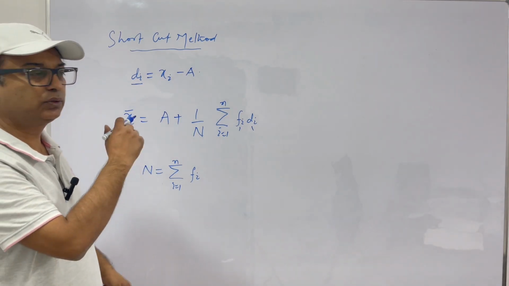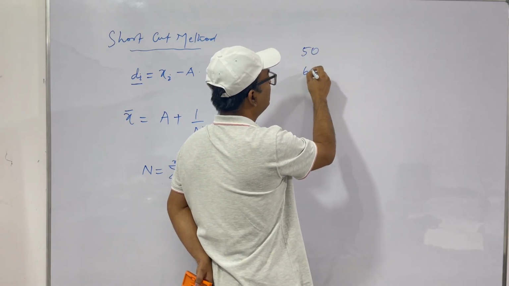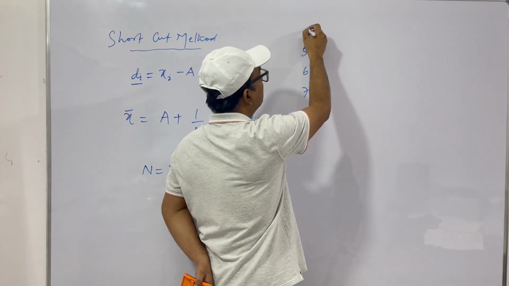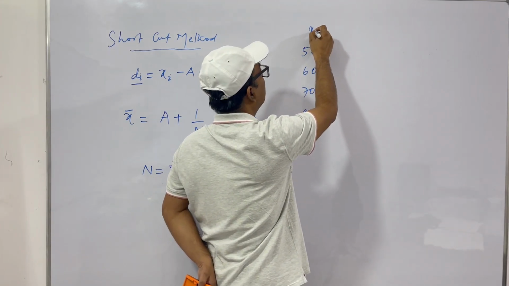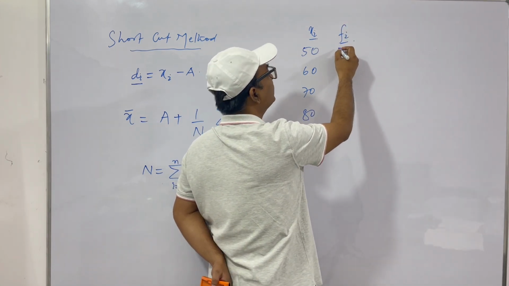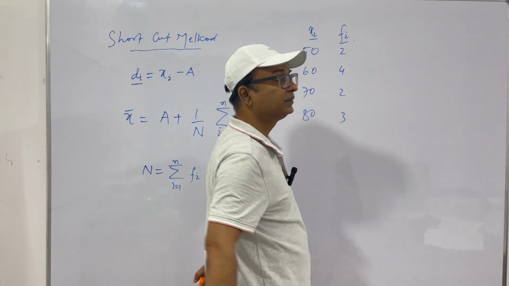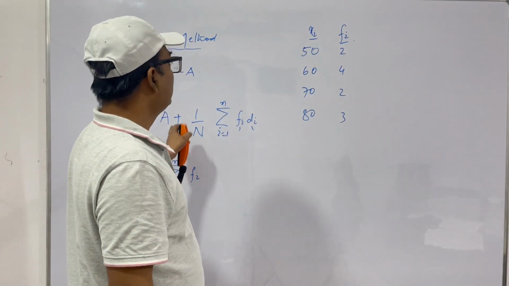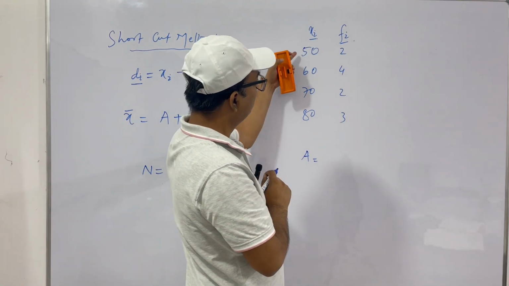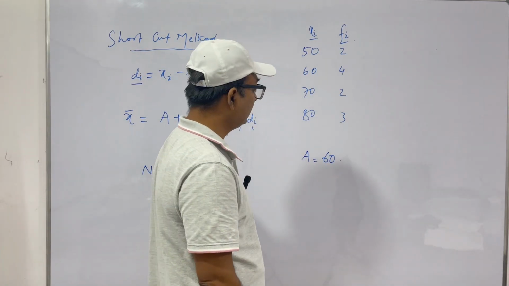If not, let's do a small example. 50, 60, 70, 80. These are the values of the variable, so this is xi, and the frequency associated with it, let's take small values: 2, 4, 2, 3. Let's say our a is between these, let's say 60.